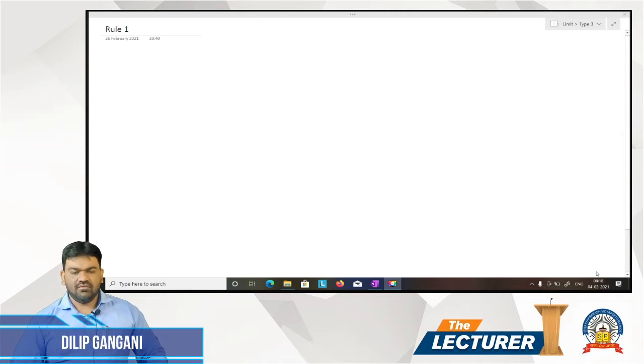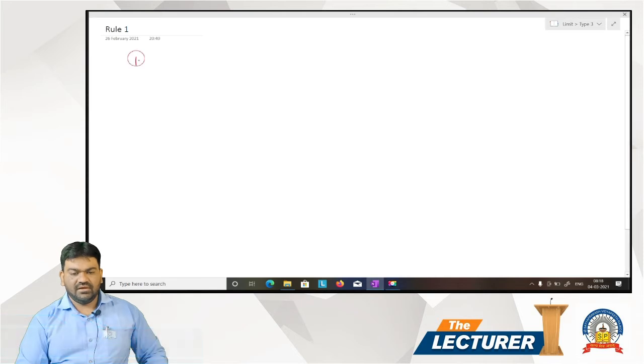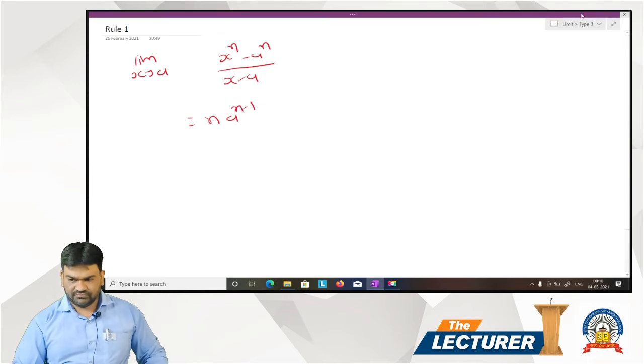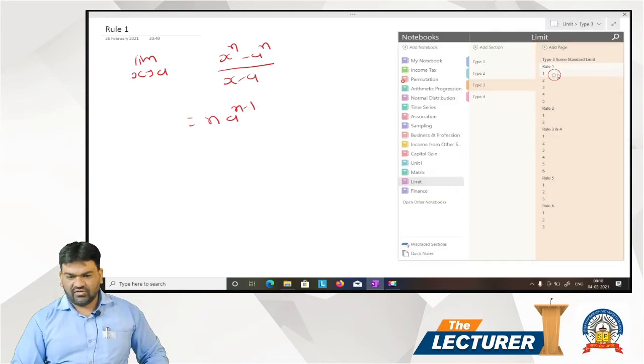Rule number 1: if limit x tends to a of (x raised to n minus a raised to n) upon (x minus a) is given, then its limit is n a raised to n minus 1. Let's see the first example.